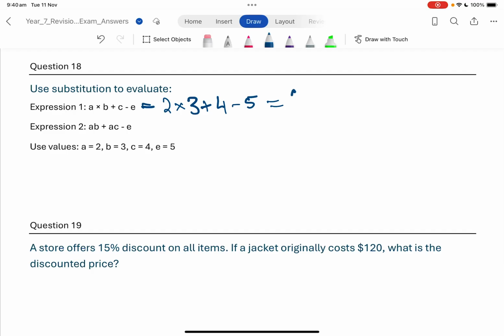BIMDAS, once again, tells me that I do the 6 first. And I've got plus 4 minus 5. So that'll be 10 minus 5. So I will get 5 as my answer for that one.